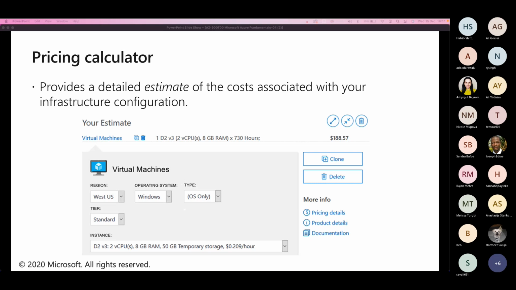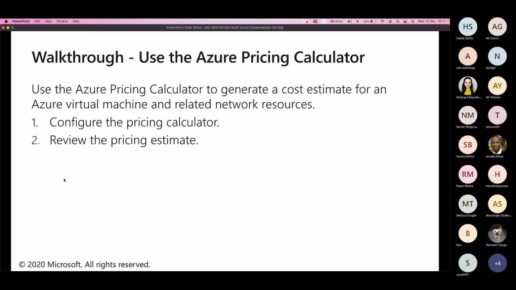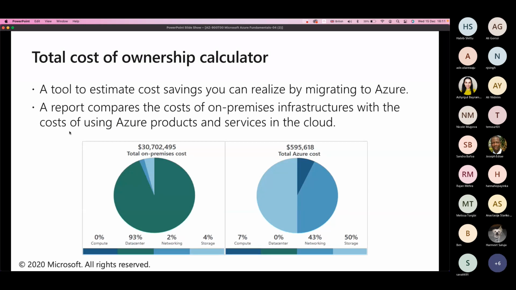And now, beyond the pricing calculator, you can look at the total cost of ownership calculator as well. This is their way of trying to show you why you should have a cloud setup. So this is a tool to estimate cost savings you can realize by migrating to Azure.